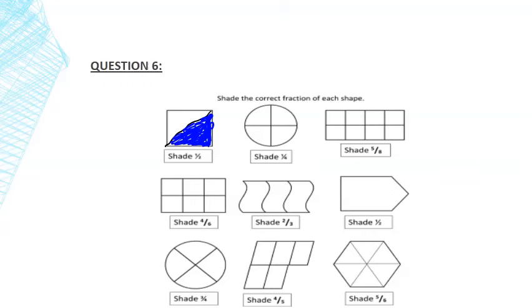Now, Karim, 1 over 4. Color 1 part. So it's divided into 4 equal parts. As you notice, miss, they should be equal. Okay, Karim. Thank you.